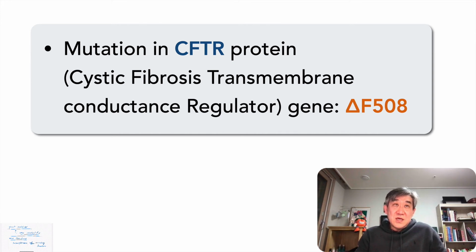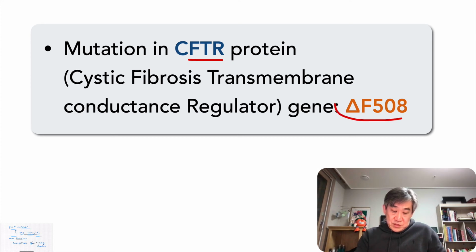The protein responsible for this disease is called CFTR. Abbreviating it is necessary, as it is rather a long name: cystic fibrosis transmembrane conductance regulator, whatever. This is a membrane protein on your cell membrane, especially abundant in the respiratory tracts.